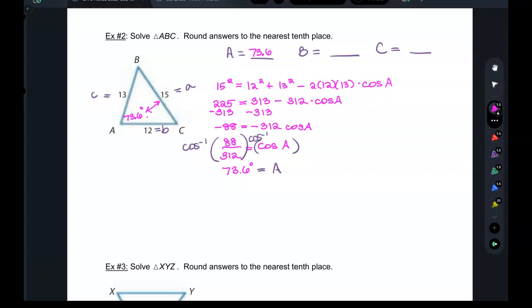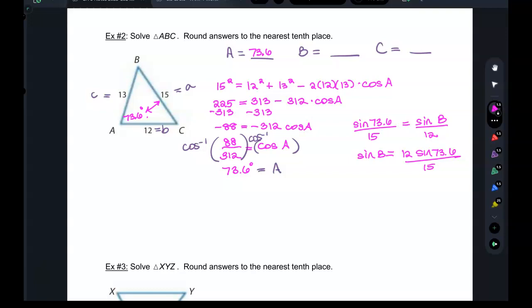So I'm going to do law of sines. So sine of 73.6 over 15. Does it matter if we solve for angle B or C next? We went with B. This is sine of B over 12. So sine of B is going to be the same as 12 times sine of 73.6 over 15.